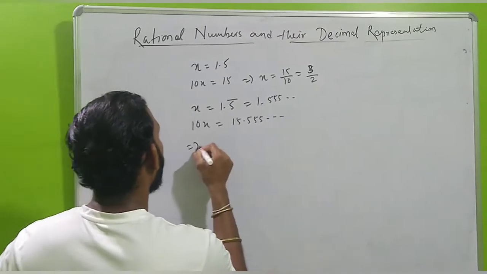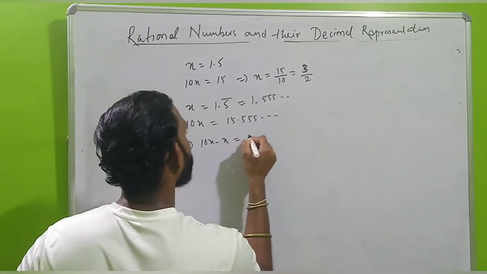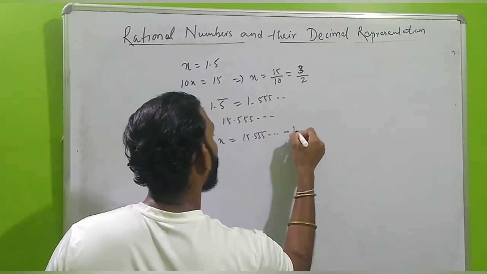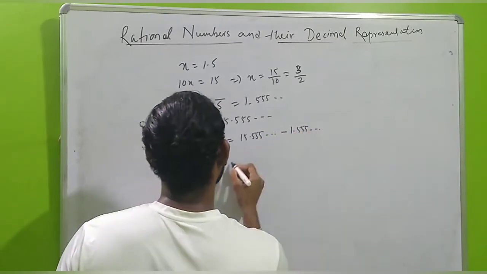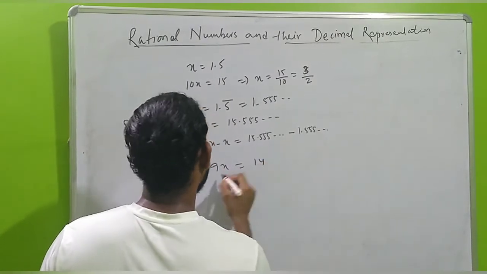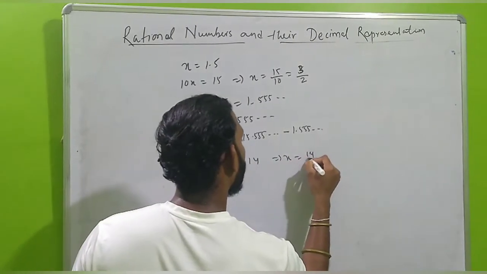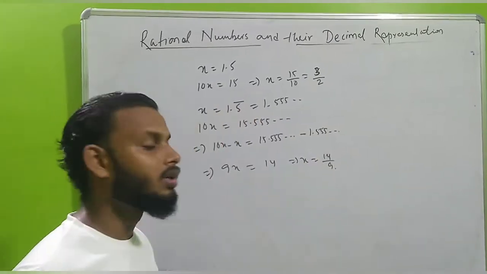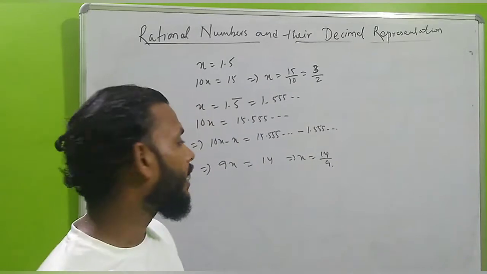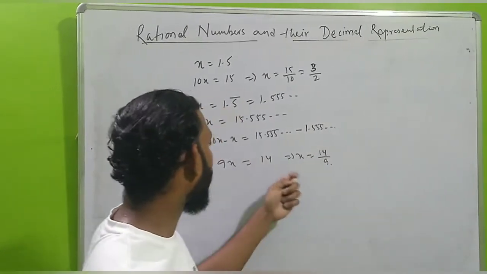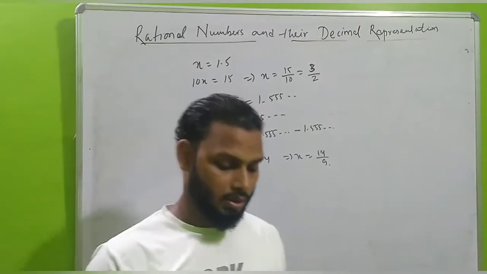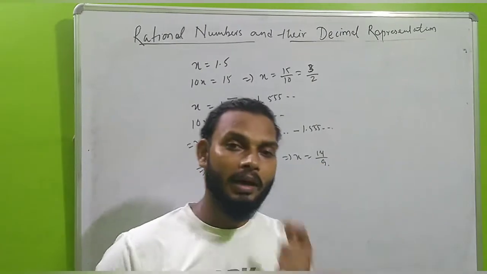So I can say 10x minus x equals 15.555 and so on minus 1.555 and so on. This implies 9x equals 14, so x equals 14 by 9. You can see these are co-primes, and I can say the fractional value of this number x, 1.555 and so on, is 14 by 9.